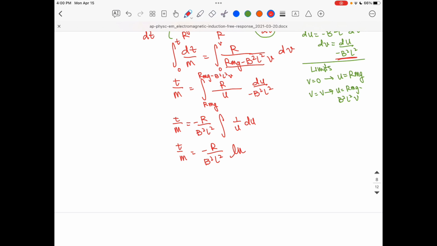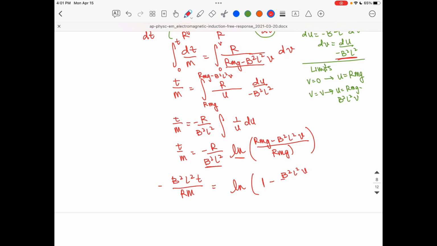And then from there, I'm going to plug in my limits. Instead of subtracting, I'm just going to go ahead and divide. RmG minus B squared L squared v all over RmG. And then I want to get rid of this ln, so I'm going to multiply by the reciprocal of this constant. Negative B squared L squared t over Rm is equal to ln of this, RmG top and bottom. I'm just going to call that 1, and then negative B squared L squared v over RmG.